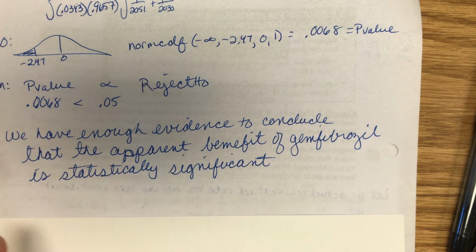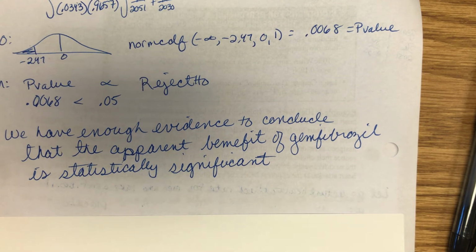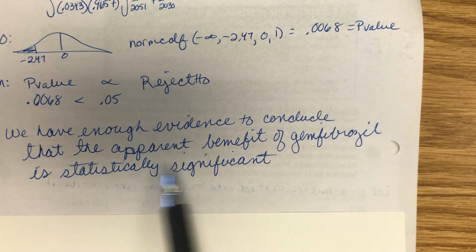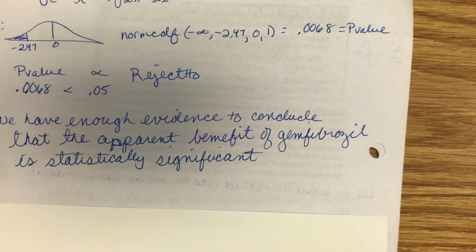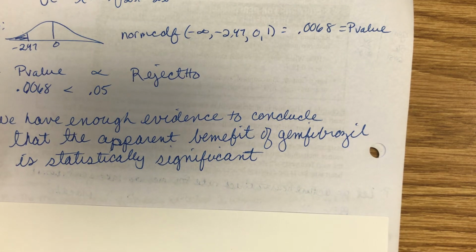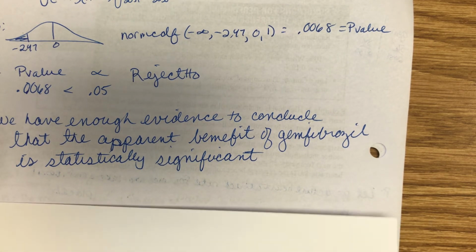If you're rejecting your null, then yes, that means that the P1 was smaller than the P2. The rate of heart attacks for the men taking the gemfibrozil was less than the rate of heart attacks of men taking the placebo. So you could state that, what I just said out loud, okay? You rewind if you need to rewind. You could also just say we have enough evidence to conclude that the apparent benefit is statistically significant, that the heart attack rate was lower for gemfibrozil than it was for the placebo.